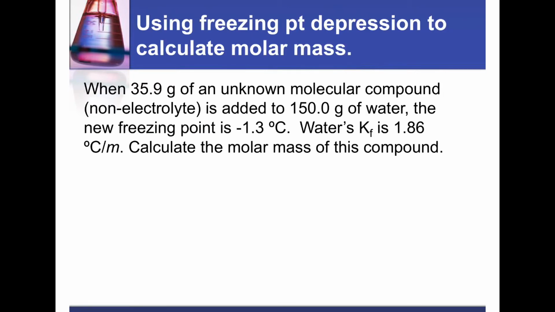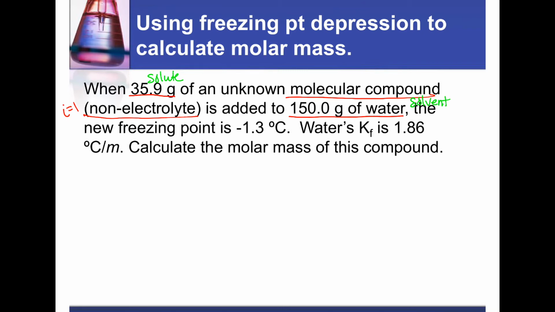Here's another type of problem. It tells you that we have so many grams of a molecular compound that's a non-electrolyte. Remember, that tells us automatically that the i is 1. It's added to 150 grams of water. And I'm just looking at those relative numbers there. Because there's less of this, it's the solute, and there's more of this, it's the solvent.